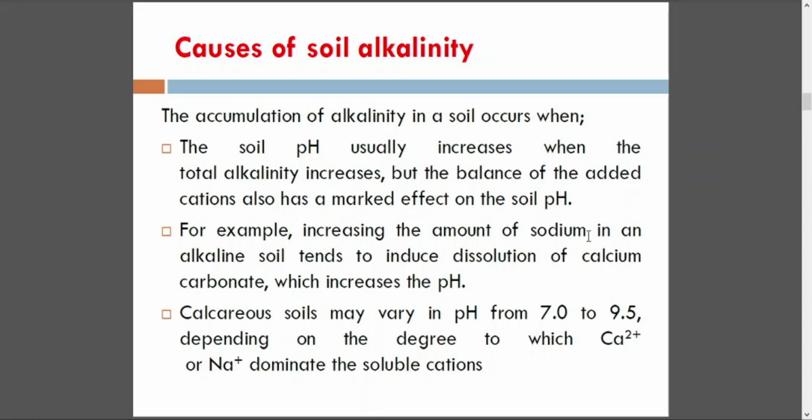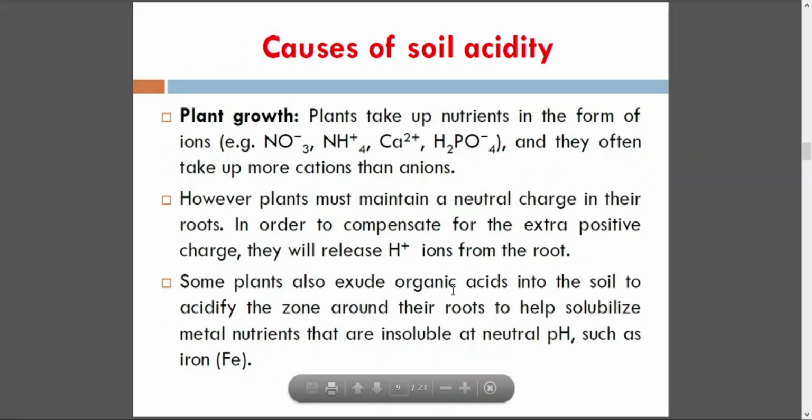So when rainwater mixes with carbon dioxide in the atmosphere, there is always formation of carbonic acid, which might increase the acidity of the soil. Plant growth can also increase soil acidity, especially when plants take up much more cations from the soil solution. Okay. We can also experience an increase in soil acidity when plants exude organic acids into the soil to acidify the zone around their roots. Okay. This mainly occurs to help solubilize metal nutrients that are insoluble at neutral pH, for example, iron. So in such a process, we will always have an increase in soil acidity.